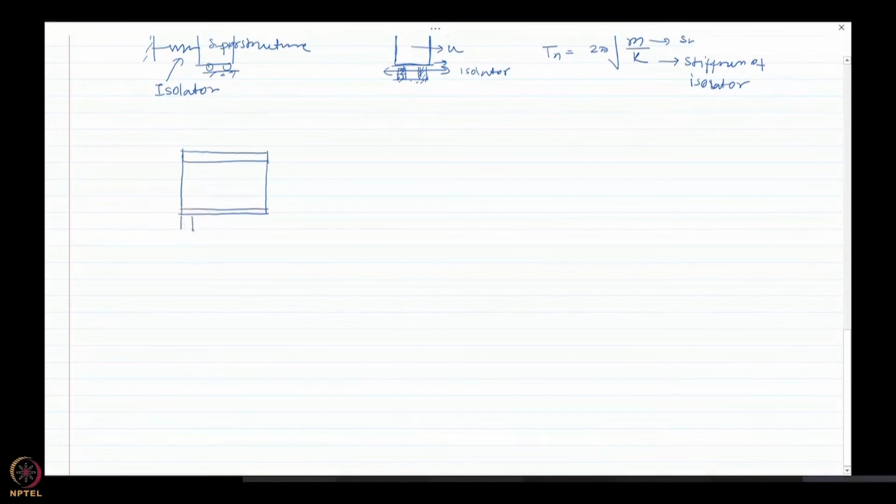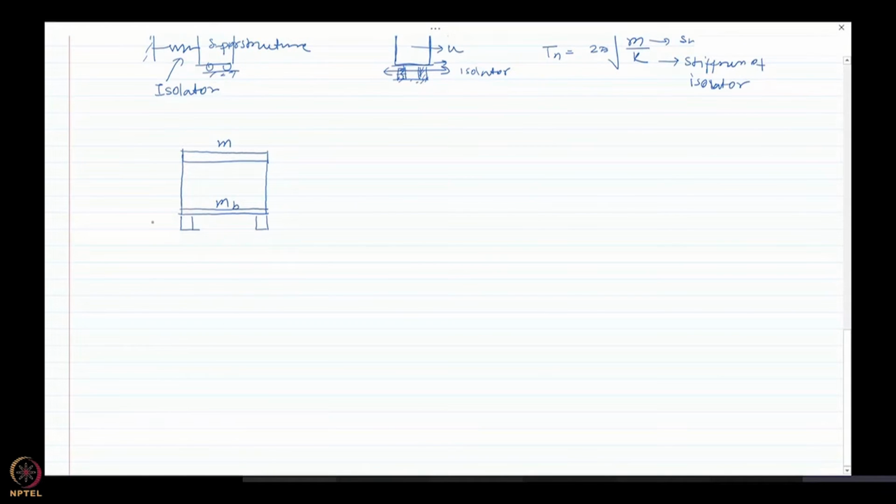And then there are isolators, which I am representing through these two isolators. Basically this mass here, let us call it MB, which is the mass of the base mat. And MS, or let us just call it M, which is the mass of the superstructure. So mass of the basement and the mass of the superstructure, and we are assuming that all the column mass, everything has been lumped with this superstructure mass.